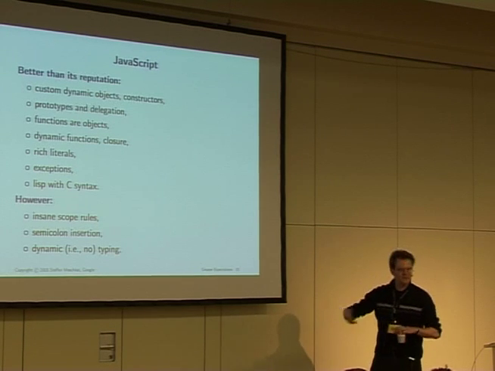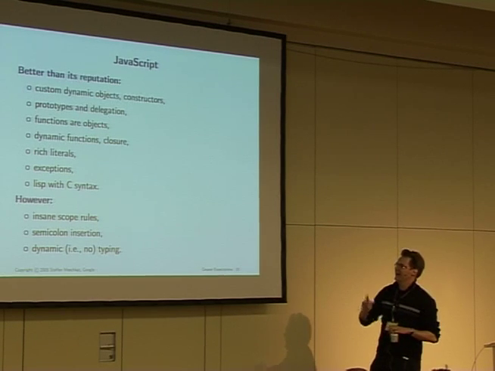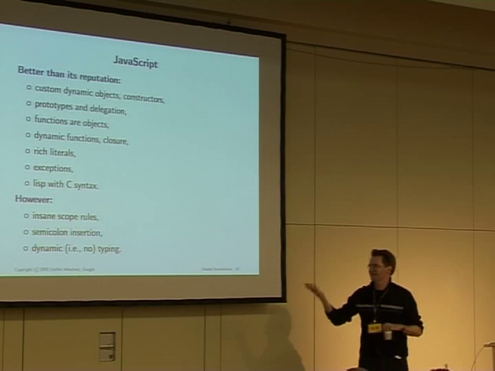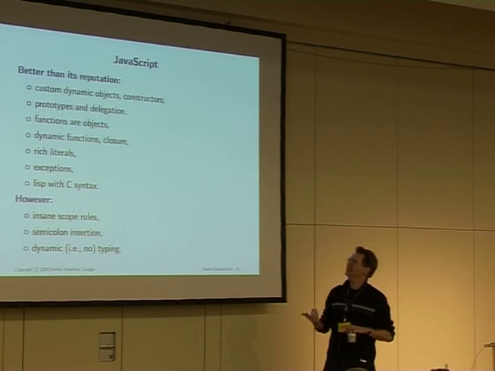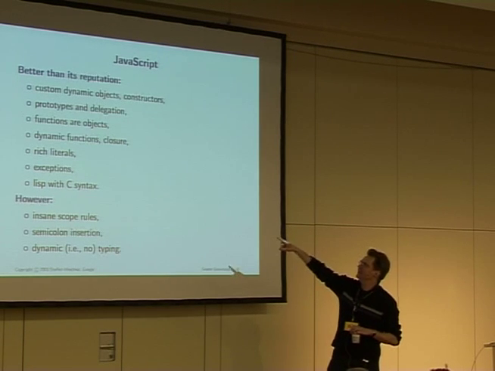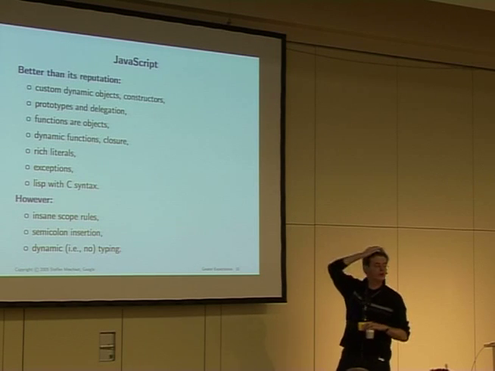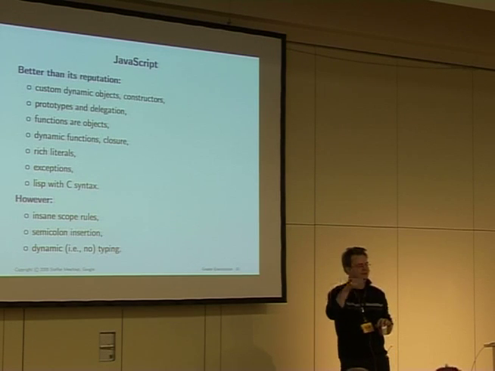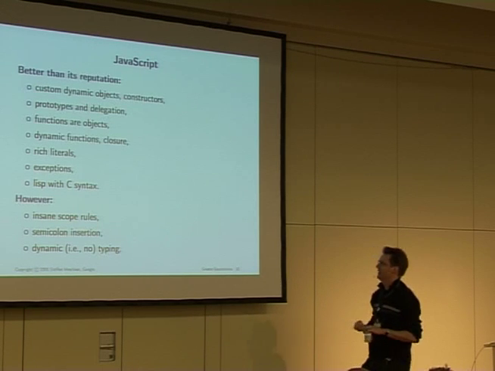You also have exceptions, and it has been called Lisp with a C syntax. That is actually really nice, particularly because you have this property of closure. You can dynamically create functions, and these functions can retain the variable bindings of the local scope in which they were created, which is really, really nice.